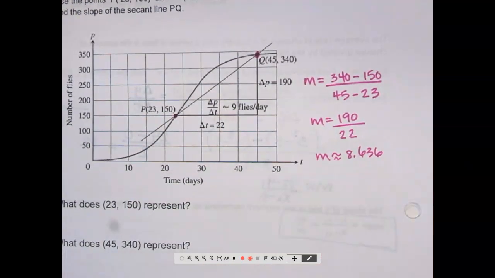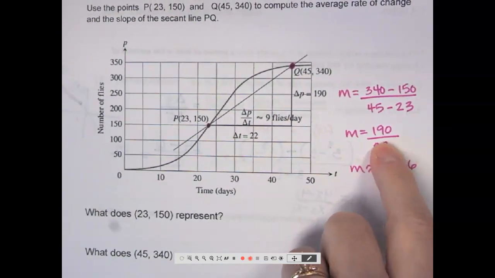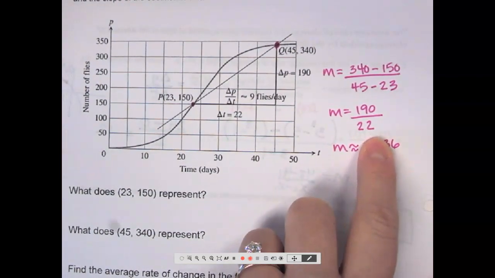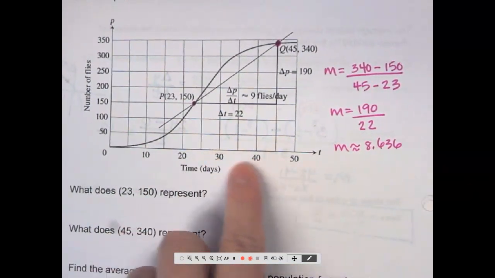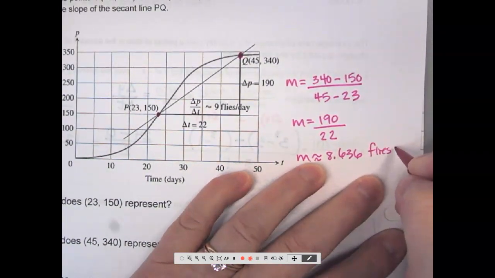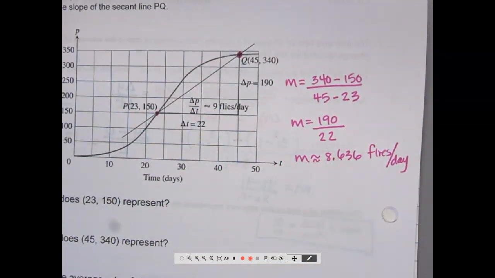What would my unit be with this slope? What is this number 190 calculating? Number of flies. And what is the number 22 calculating? The number of days. So flies per day. Or you can write out "per" instead of making it a fraction.